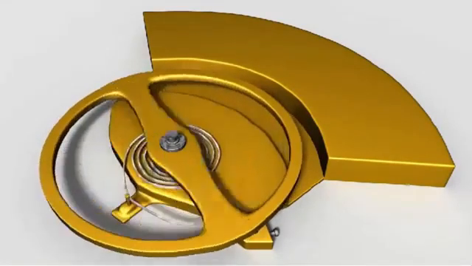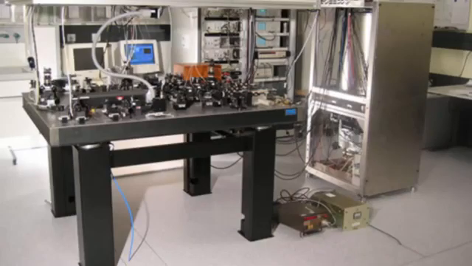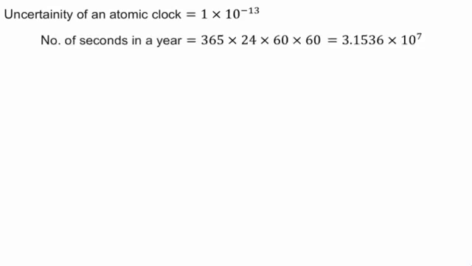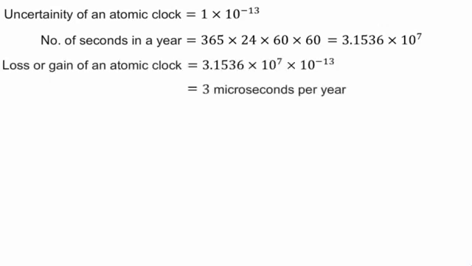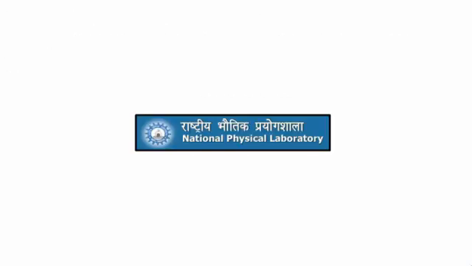The cesium atomic clock has an accuracy of 1 second in 1 million years, or an uncertainty of plus or minus 1 × 10^-13. The number of seconds in a year is 3.1536 × 10^7. Hence, the atomic clocks lose or gain no more than 3 microseconds in 1 year. That is why a cesium atomic clock is used at the National Physical Laboratory, NPL, New Delhi, to maintain the Indian standard of time.